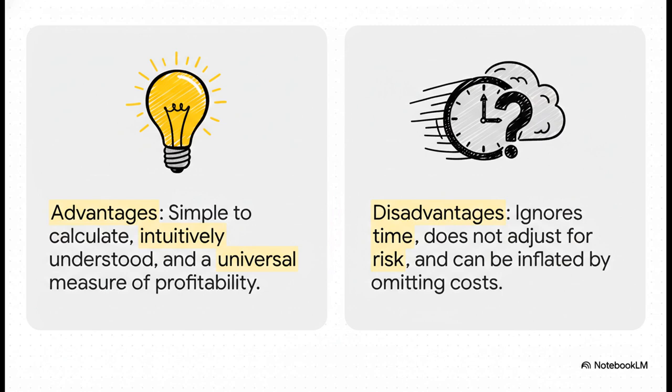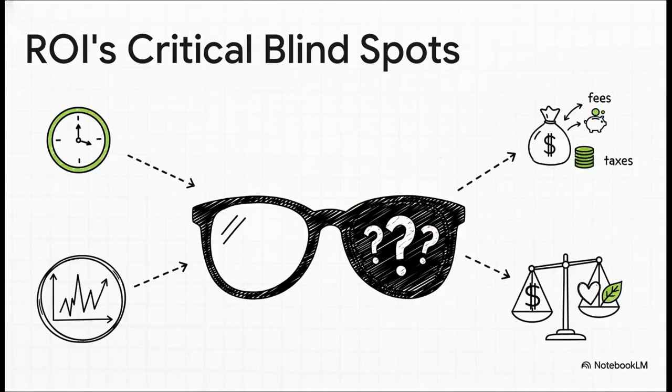As we've seen, it ignores time, it doesn't account for risk at all, and it can be super misleading if you aren't careful about including all the costs. Let's dig into these blind spots because this is so important. Getting a 15% ROI on a super stable blue chip stock is not the same thing as getting a 15% ROI on a risky startup. The risk you took is completely different, but ROI doesn't see that. Or think about real estate. If you forget to include costs like taxes, insurance, and repairs, your ROI number is basically a fantasy. ROI only sees what you tell it to see.